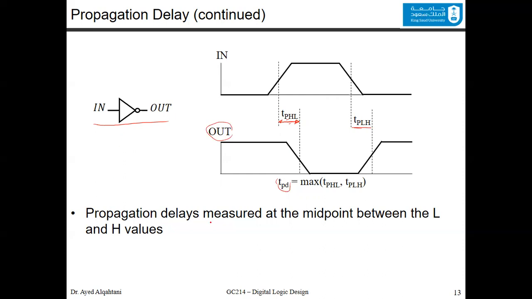The delay measures are measured at the midpoint between the low and the high value. As you can see, we measure it here at the 50%, also here at the 50%, and we check it also in the output. And after we draw these dotted lines, we can know exactly what this time is and also this one.